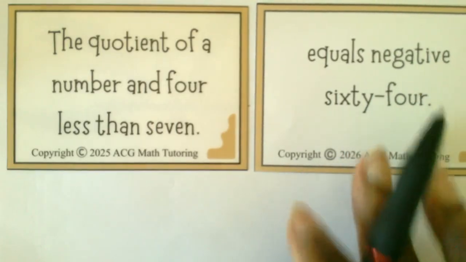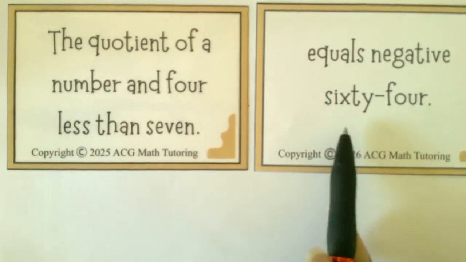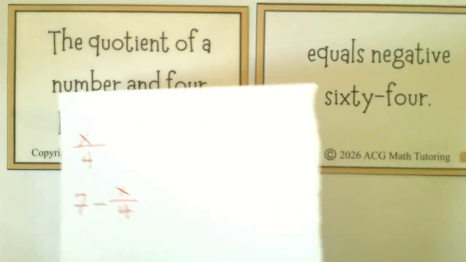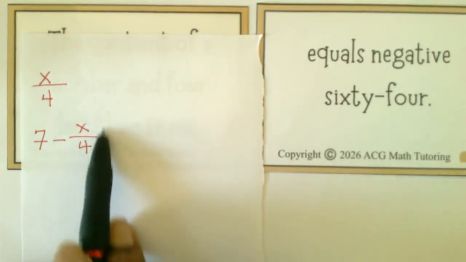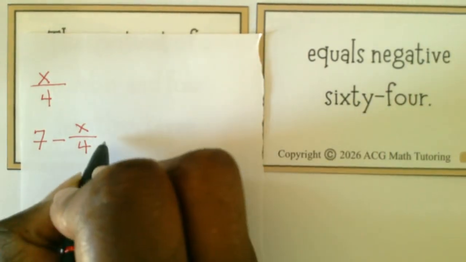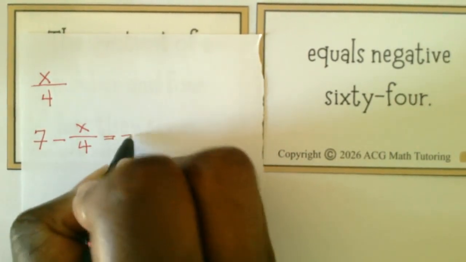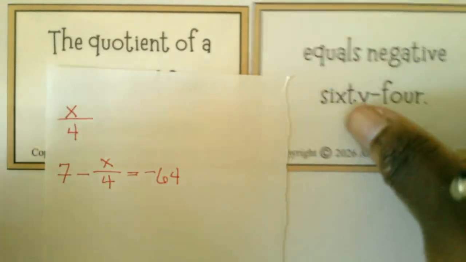Okay, so this is the extension. Equals negative 64. I don't even know what's going to come out of this. We have no idea, but that's the fun of it. So now, equals negative 64. That means we have our first part, which was the quotient of a number and 4 less than 7, and we're saying equals negative 64. Okay, so now let's get to solving.